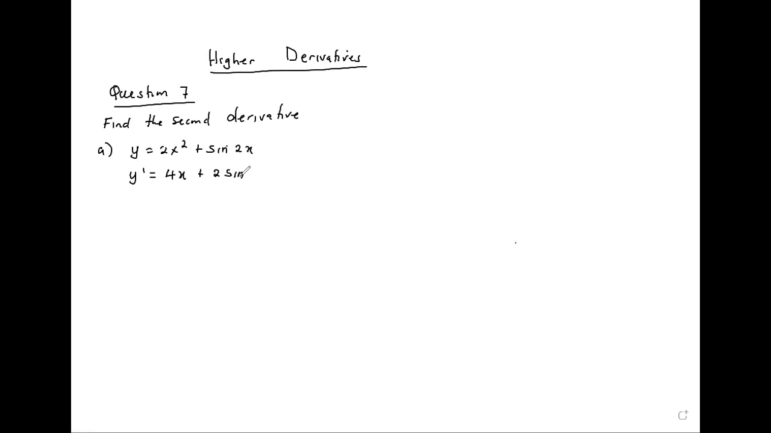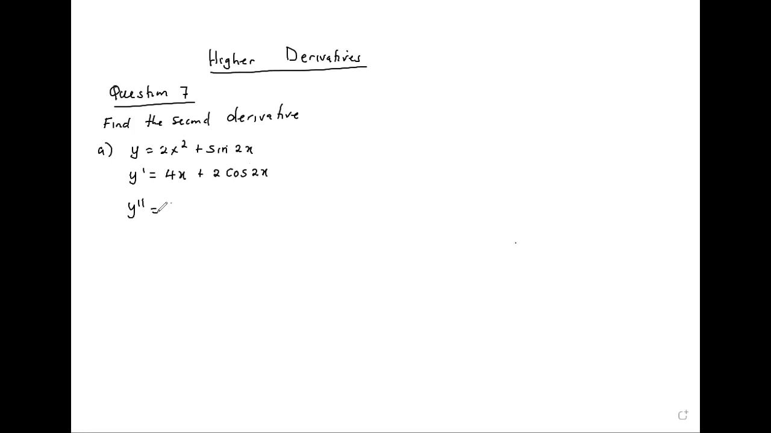plus 2, the derivative of sine is cos 2x. That's the first derivative. So we use chain rule there. You differentiate sine and then differentiate the inside of it, which is 2x. So you get 2. And then you differentiate this again for you to have the second derivative.